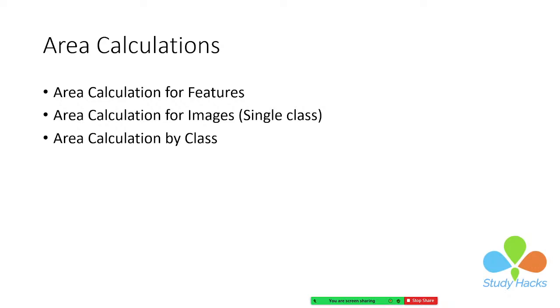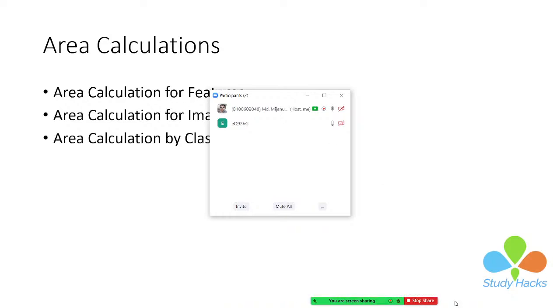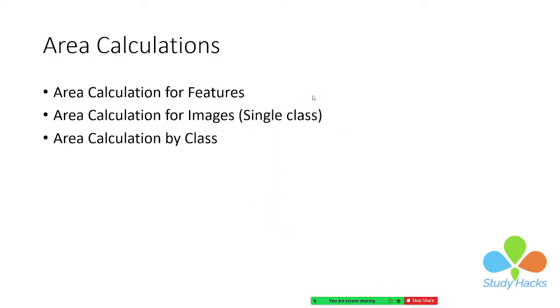First way is area calculation for the feature. Suppose you want to calculate the boundary or any vector area, then we work with the area calculation for feature. Suppose you want to calculate how much area is available in the boundary of your specific area or region of interest, then we use the area calculation for feature.